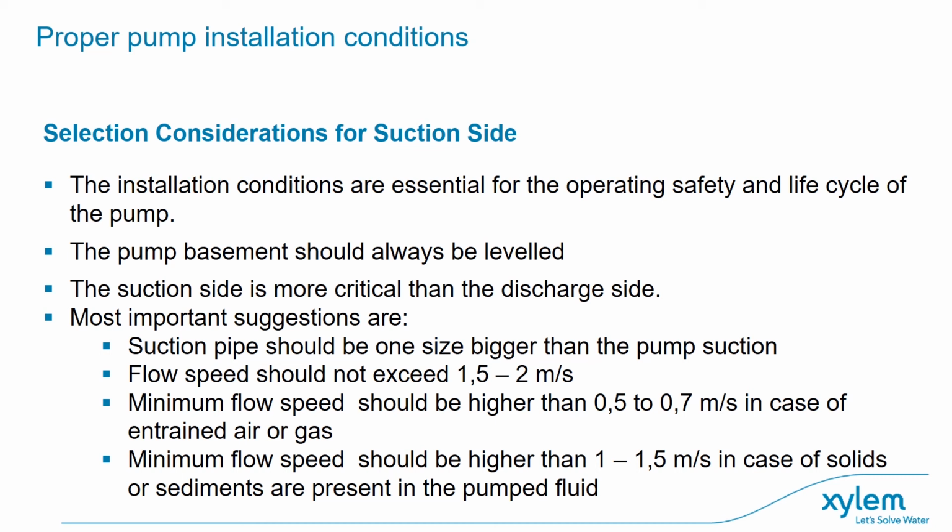We should take into account the possibility of a flow speed which should not exceed 1.5 to 2 meters per second. These are generic guidelines and values that we give in order to drive your selections. We are at your disposal in order to study each and every single application. Minimum flow speed should be higher than 0.5 to 0.7 in case of entrained air or gas, while in case of solids or sediment, the flow speed should be higher than 1.5 meters per second.